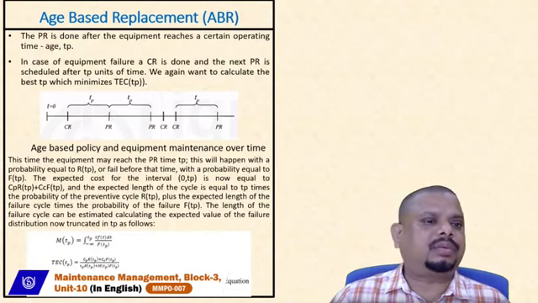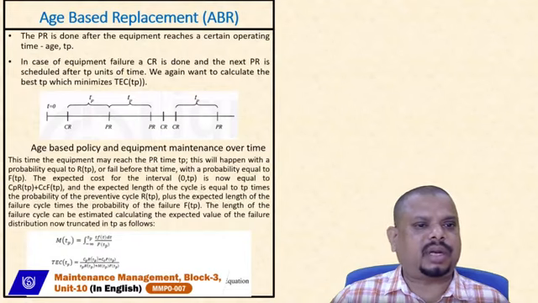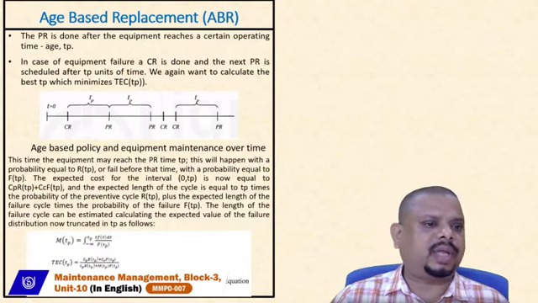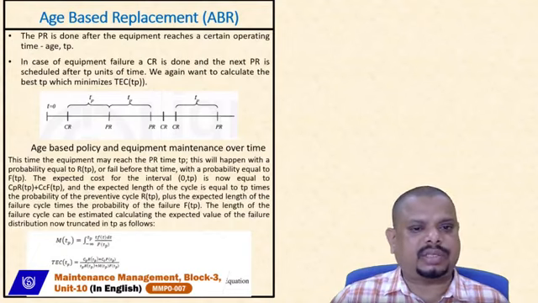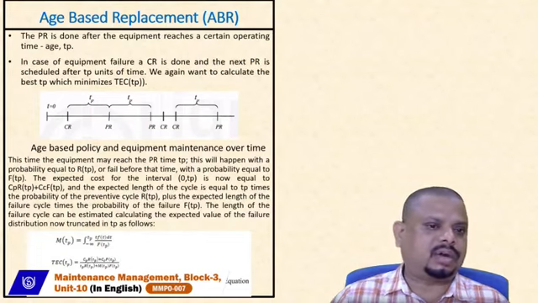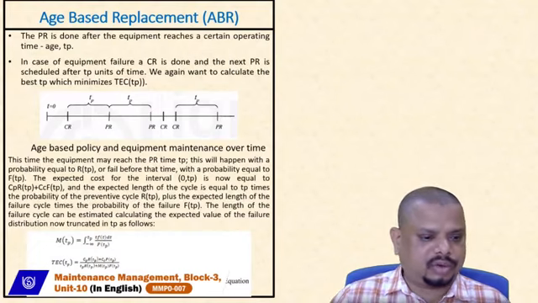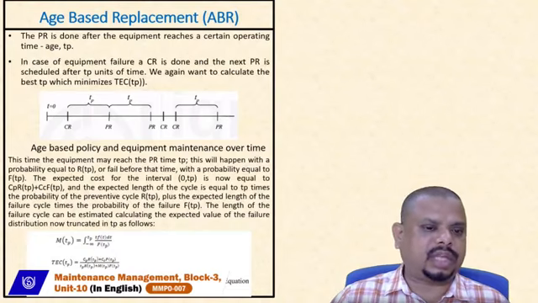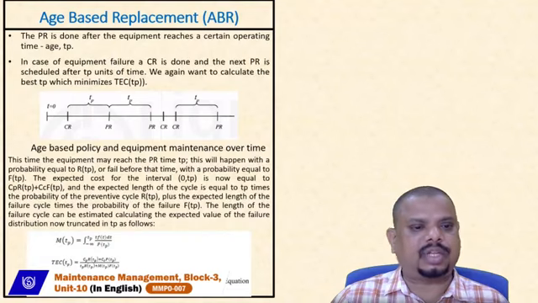Here the PR, or replacement, is done after the equipment reaches a certain operating time or age, which is denoted as TP, and in case of equipment failure, CR is done, and the next replacement is scheduled after the time and age of the unit. Again, we want to calculate the best time interval or certain operating time which minimizes the total cost per unit. For the mathematical model, it is similar, but you have to think about the operating time as well as the age, so that you can easily apply age-based replacement.